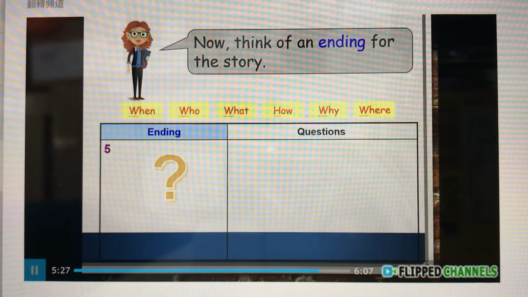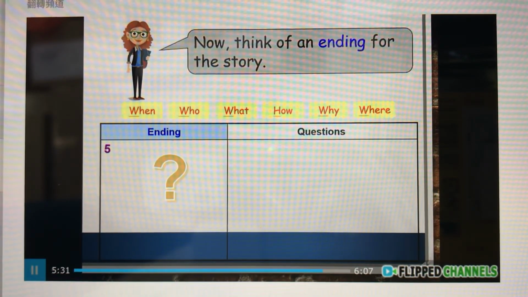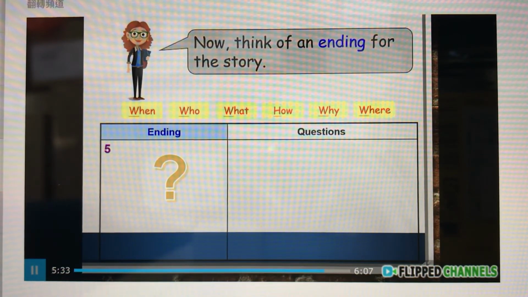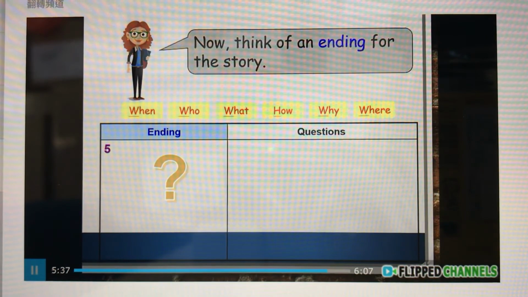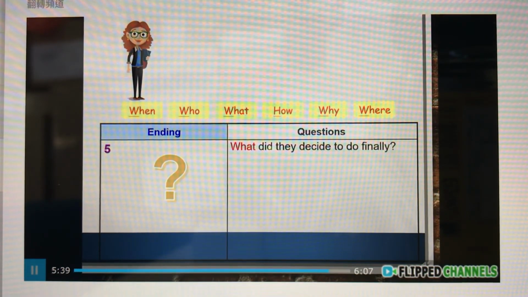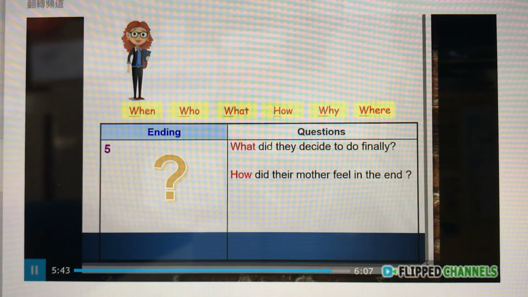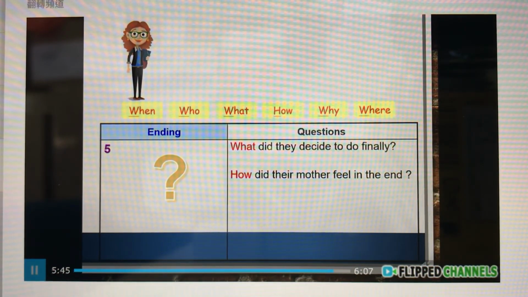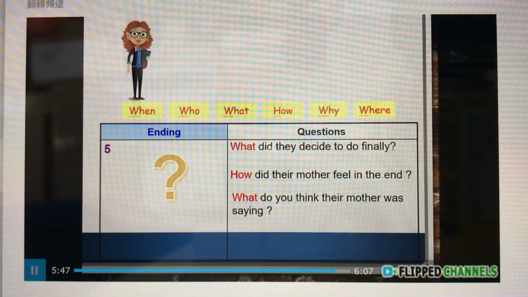So for the ending, boys and girls, you have to think about it by yourself. It might be very creative. So, what did they decide to do finally? How did their mother feel in the end? What do you think their mother was saying?